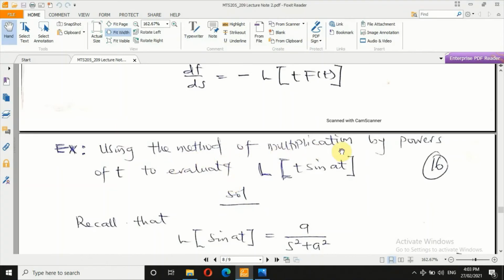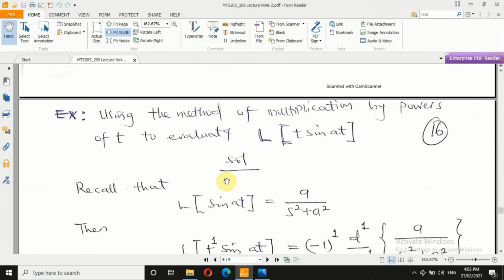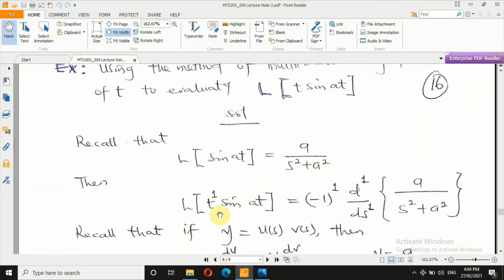Use the method of multiplication by powers of t to evaluate the Laplace transform of t sine at. Solution: very simple. What is the Laplace transform of sine at? It is a over s squared plus a squared. Now, what is the Laplace transform of t raised to power 1 times sine at? That means we are going to differentiate this one once, then multiply by minus 1 raised to power n. So you can see the formula here: minus 1 raised to power 1, then we differentiate the Laplace transform of sine at once.